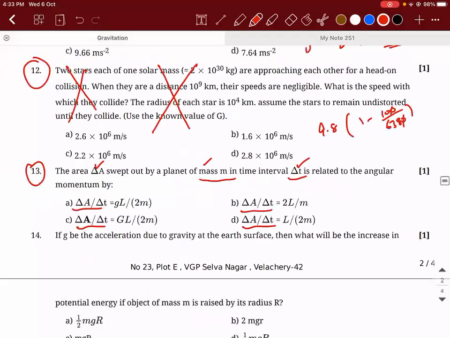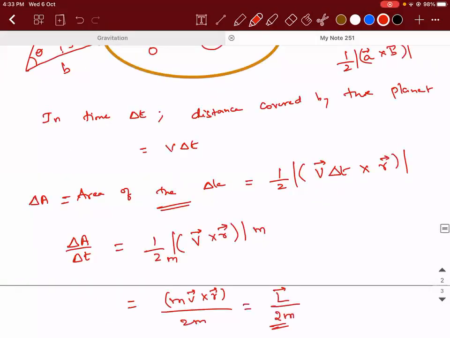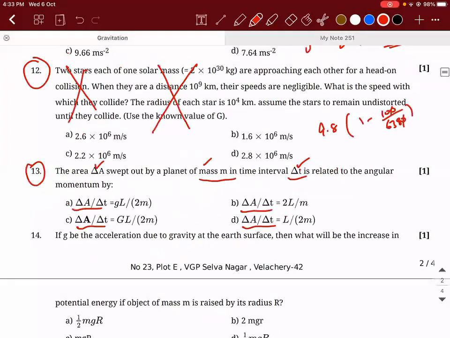So is there an option? Option D. Yeah, D, but it's not, so we'll write it as L divided by 2M because I took the magnitude everywhere. So L divided by 2M. And actually, this is an important expression. Next time onward, you need not solve. Remember that delta A by delta T is equal to L divided by 2M.